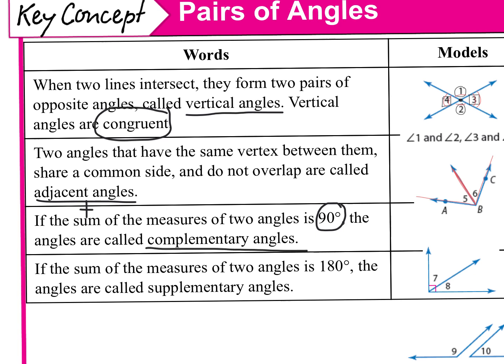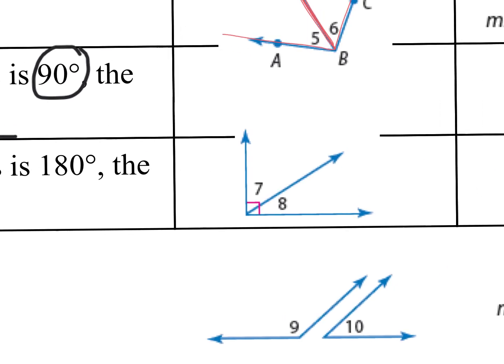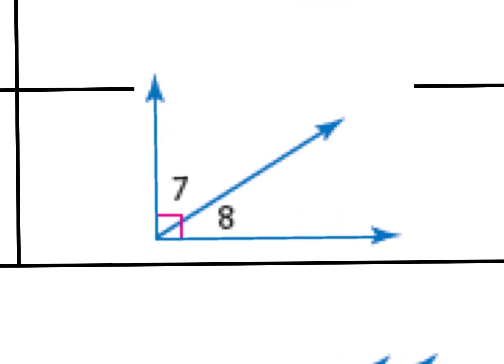Underline complementary angles. So if I tell you those two angles are complementary, you're going to think right away 90 degrees. In this diagram, what tells me that it's 90 degrees? The square. That square is going to be your hint or giveaway to complementary. So if I see that box, I know 90 degrees, and that's complementary.